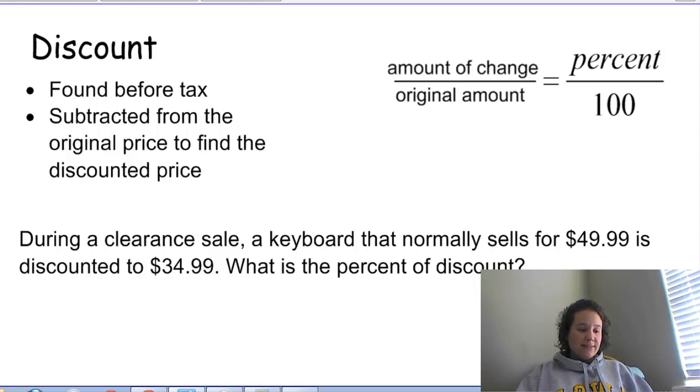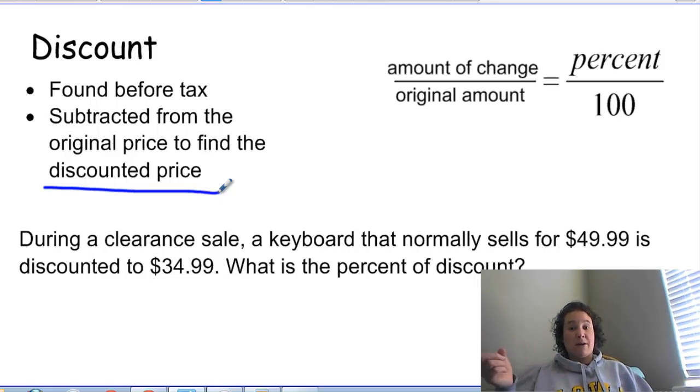If I want to find the discounted price, then I subtract the discount from the original price, and that's going to give me the discounted price. So I have to be careful on these problems to look at what they are asking me for. Are they wanting to know the amount of the discount? Do you want to know how much you're going to save?